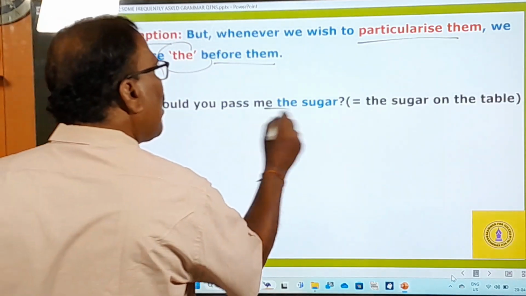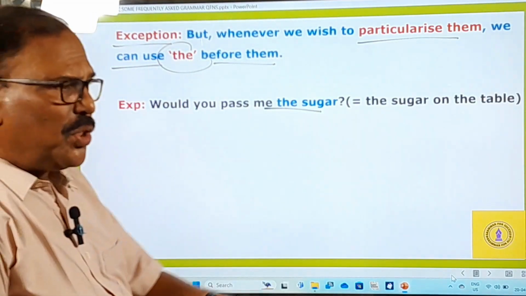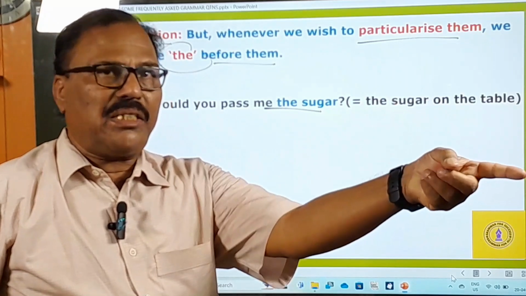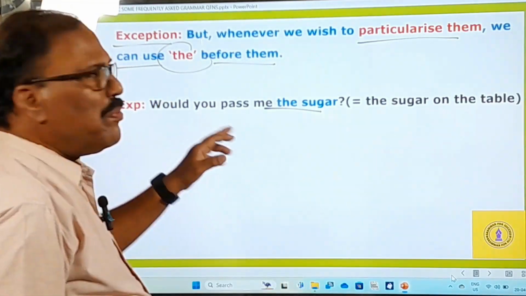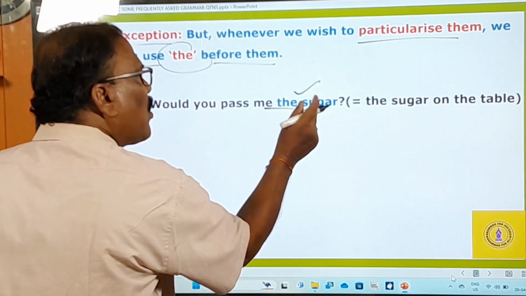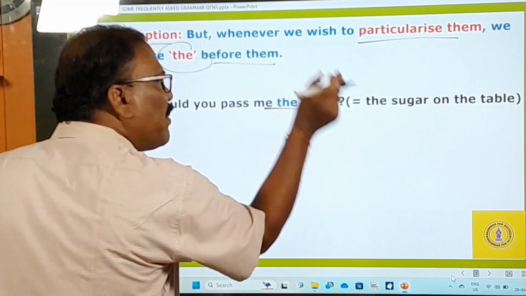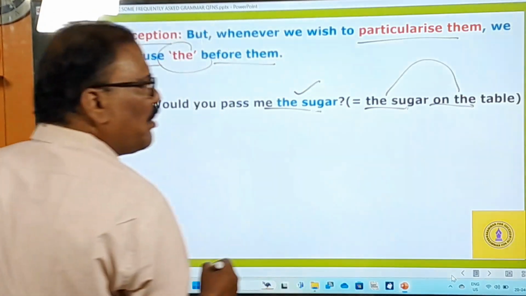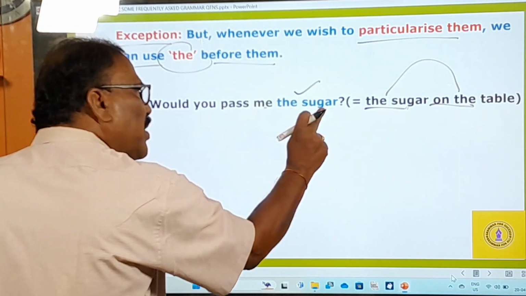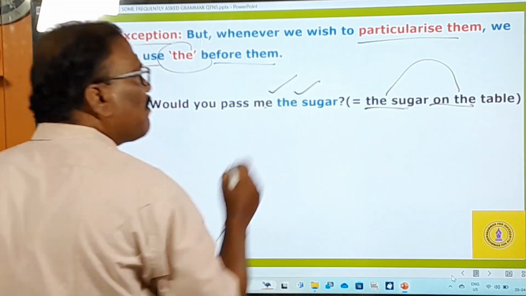Would you pass on the sugar? The sugar bowl is on the table. And you are asking your friend, would you pass the sugar to me? Here you are talking about the sugar that is particular. That sugar that is on the table. You are talking about particular sugar that is on the table. So then it is okay.